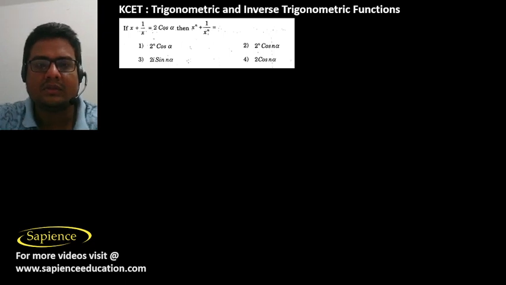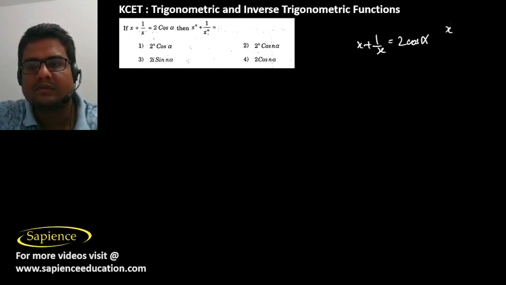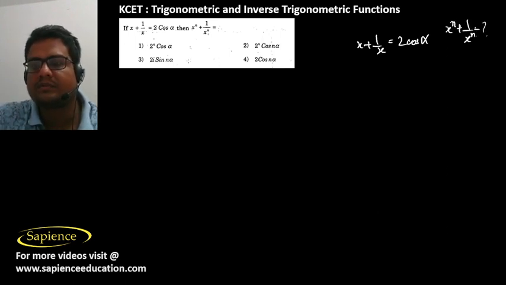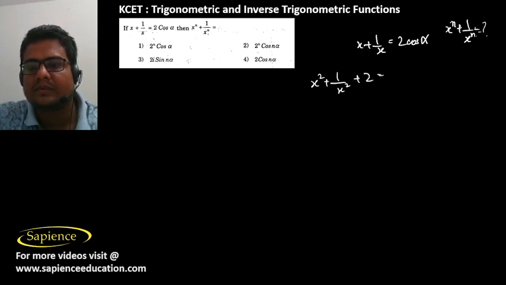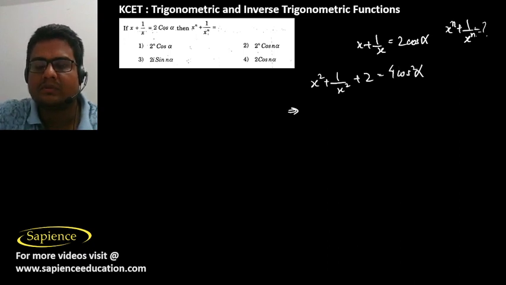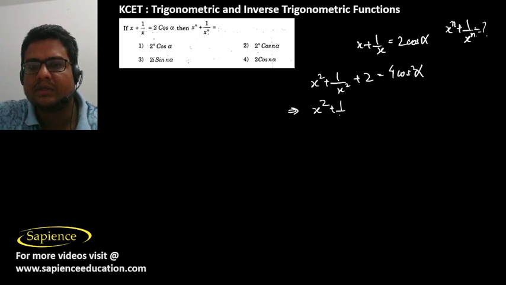So here it is told if x plus 1 by x, that is equal to 2 cos alpha, then we have to find the value of x power n plus 1 by x power n. This we have to find. So let us find the value of x square plus 1 by x square. So if we take square on both sides, then we will have x square plus 1 by x square plus 2, that is equal to 4 cos square alpha. So x square plus 1 by x square will be equal to 4 cos square alpha minus 2.